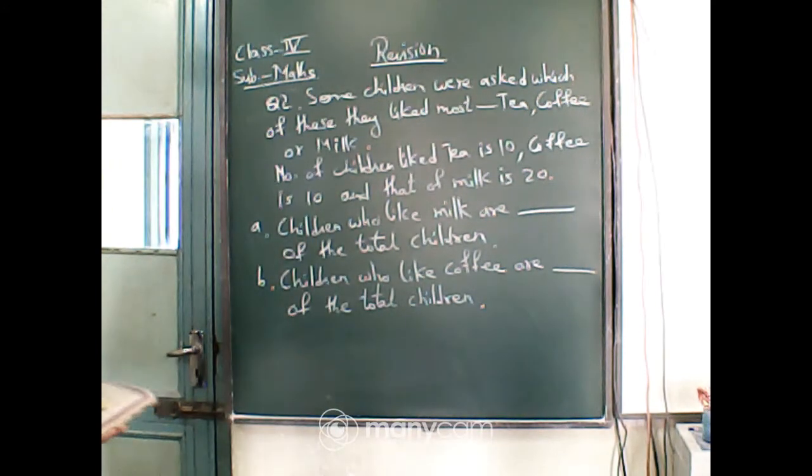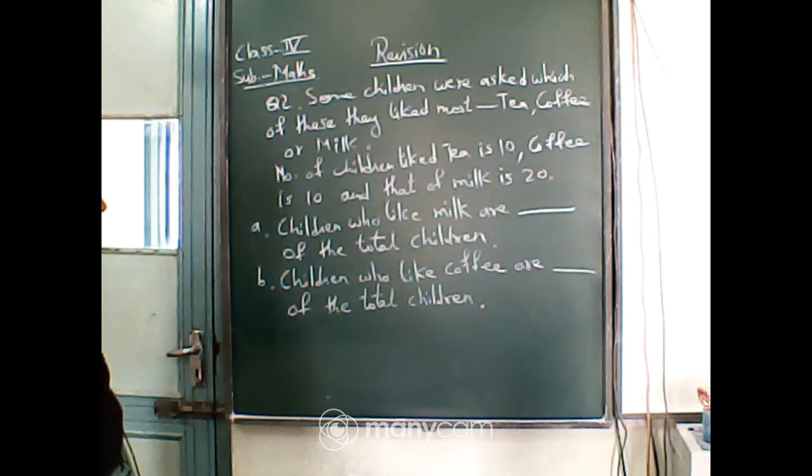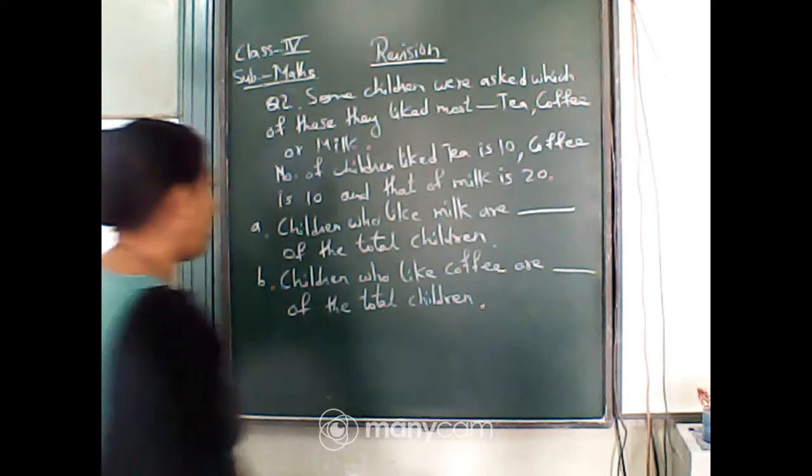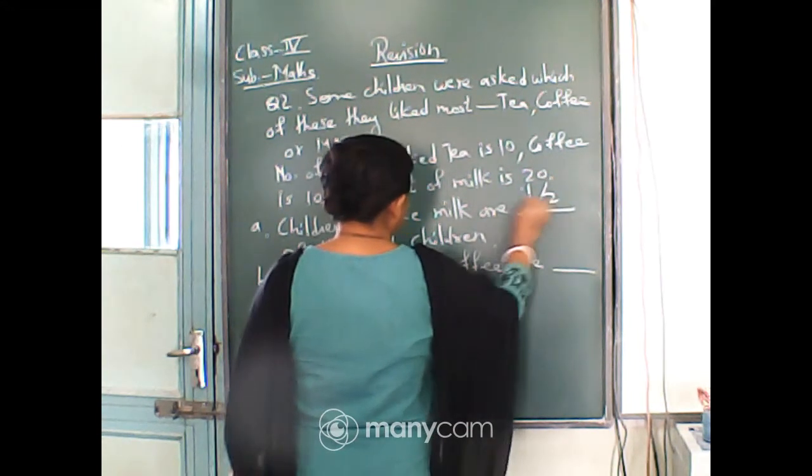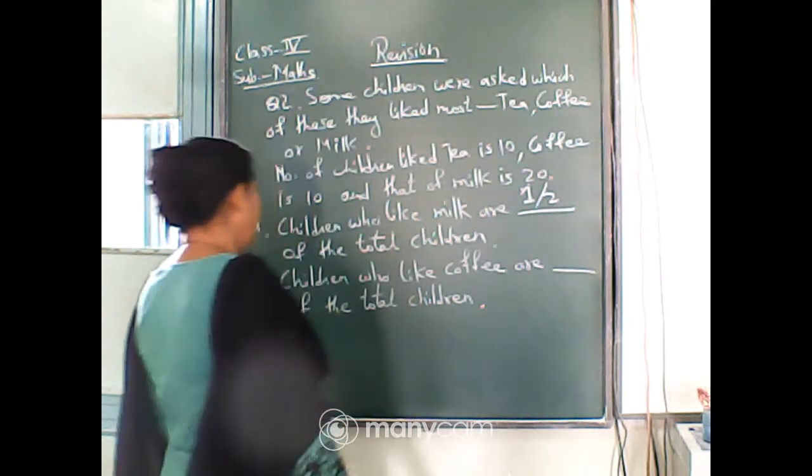Here it is given that the number of children who like tea is 10, who like coffee is 10, and who like milk is 20. You have to find out that children who like milk are dash of the total children. For this you have to find the total children, isn't it? So total will be 20 plus 10 plus 10, that is 40. Out of 40 children, 20 children like milk, that means it is half, isn't it? So what will you write? Children who like milk are half, or 1 by 2, of the total children.